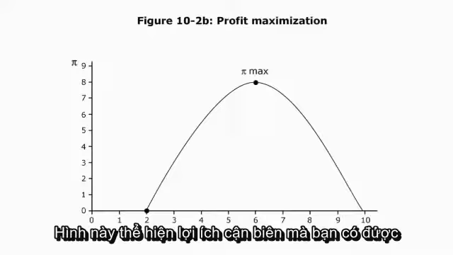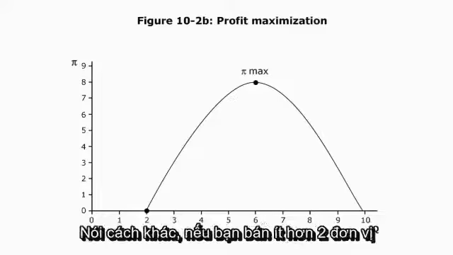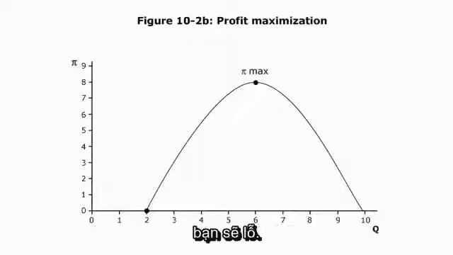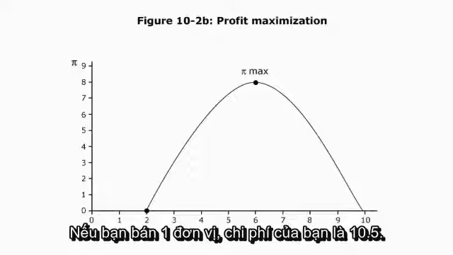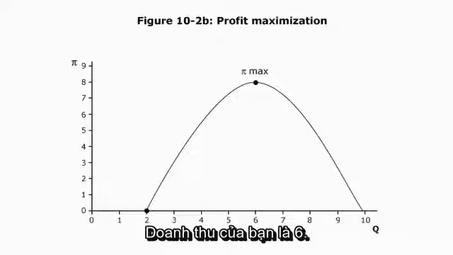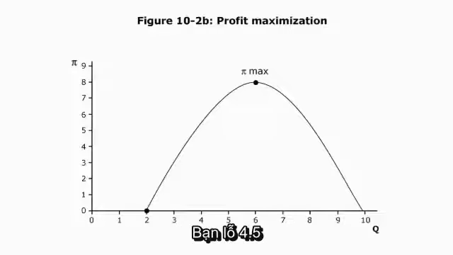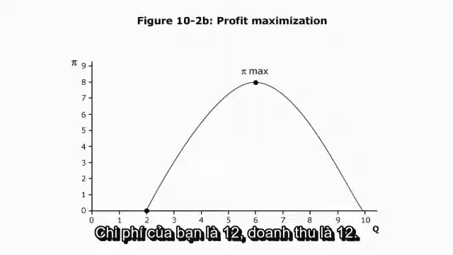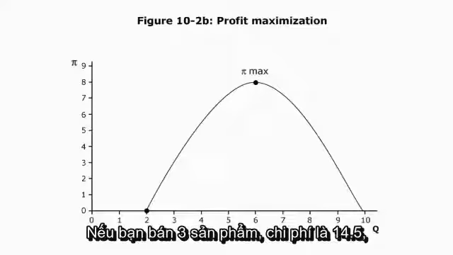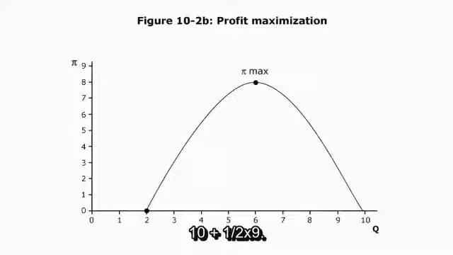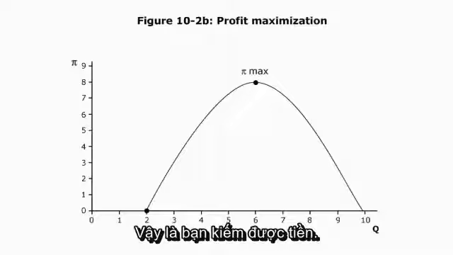I think a more intuitive way to see it is to flip to figure 10.2b. This shows the marginal profit that you make on every unit you sell. If you sell fewer than 2 units, you lose money. Why? Because if you sell 1 unit, your costs are 10.5 and your revenues are 6. You lose 4.5. If you sell 2 units, your costs are 12 and your revenues are 12. You make 0. If you sell 3 units, your costs are 14.5, 10 plus half of 9. Your revenues are 18, so you make money.